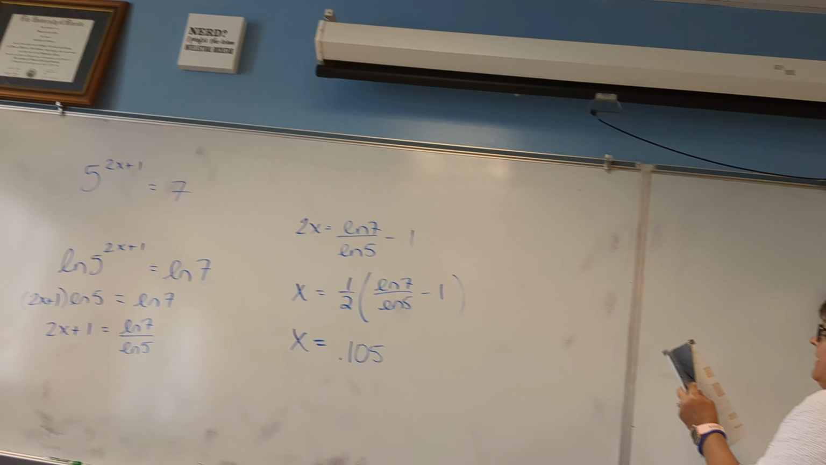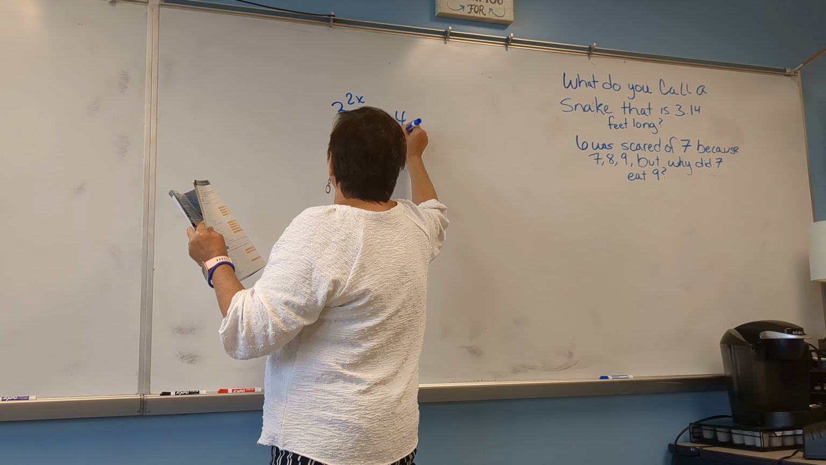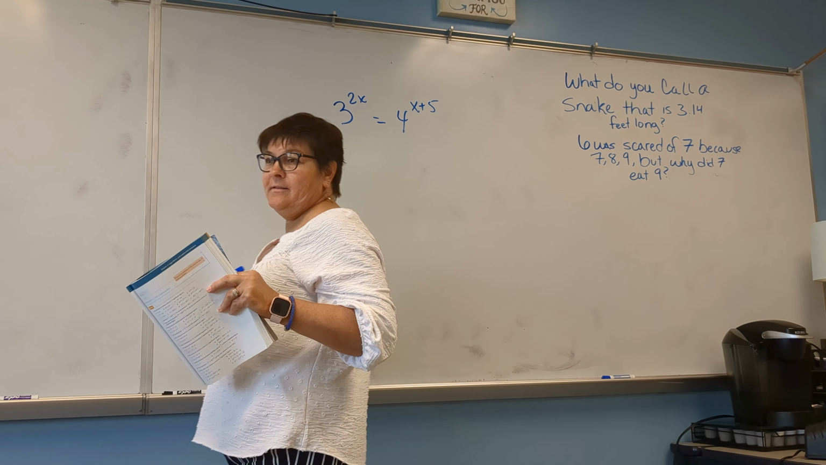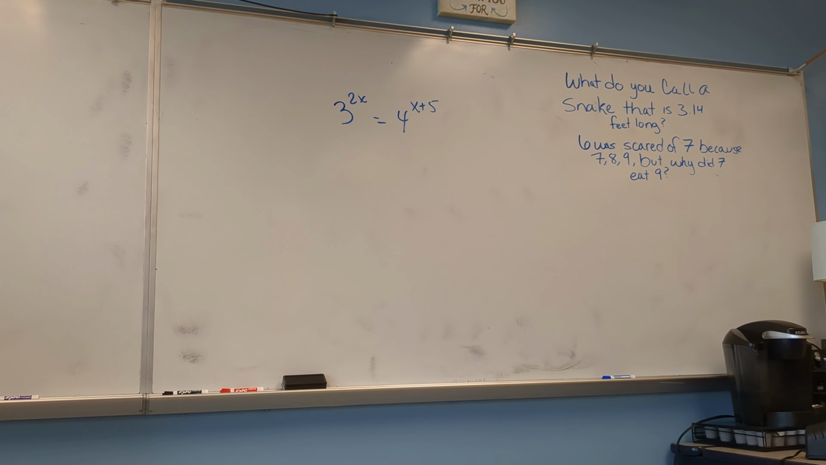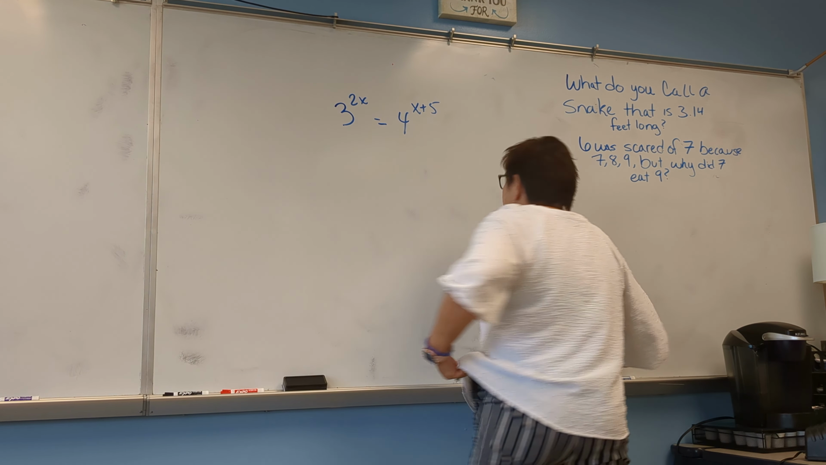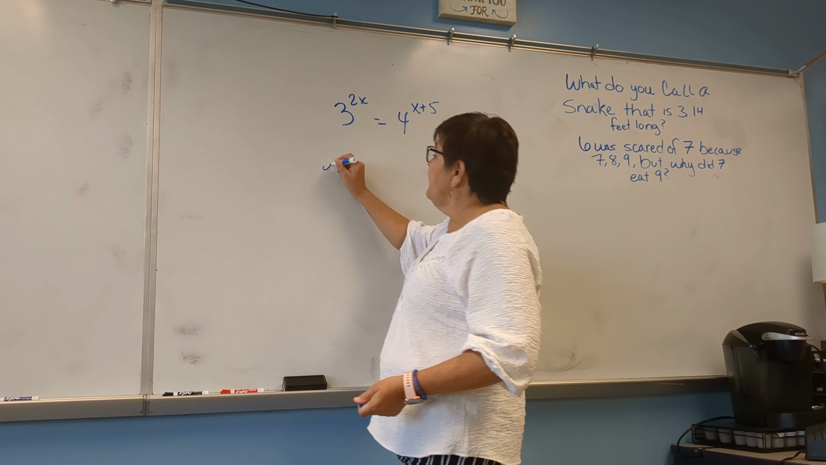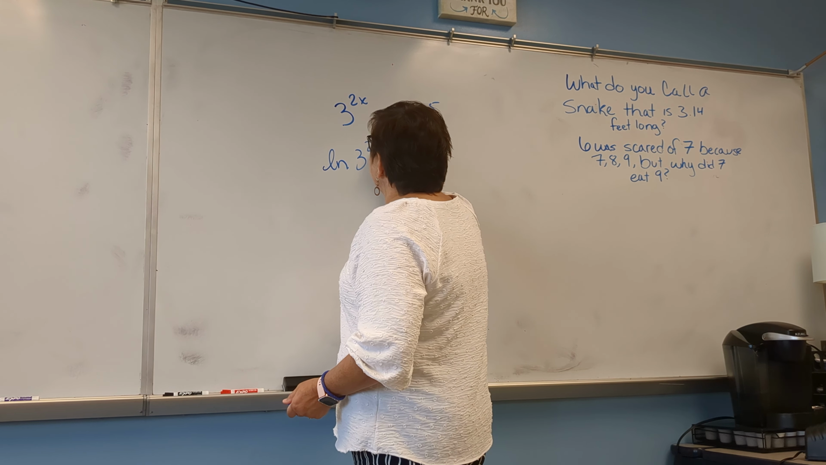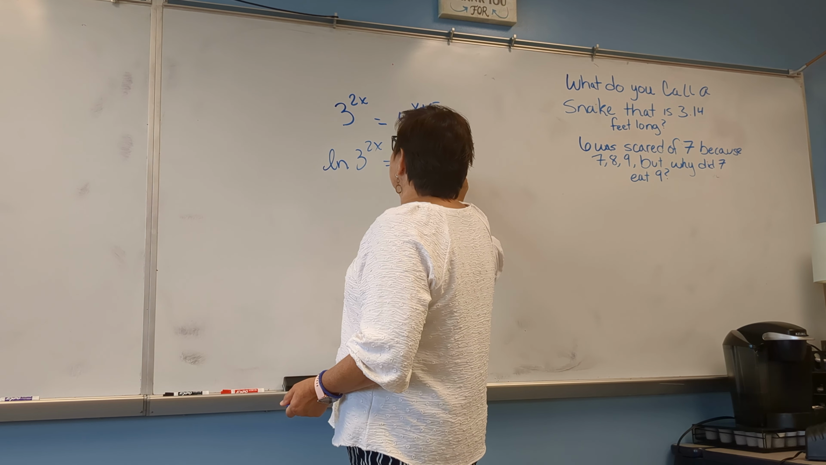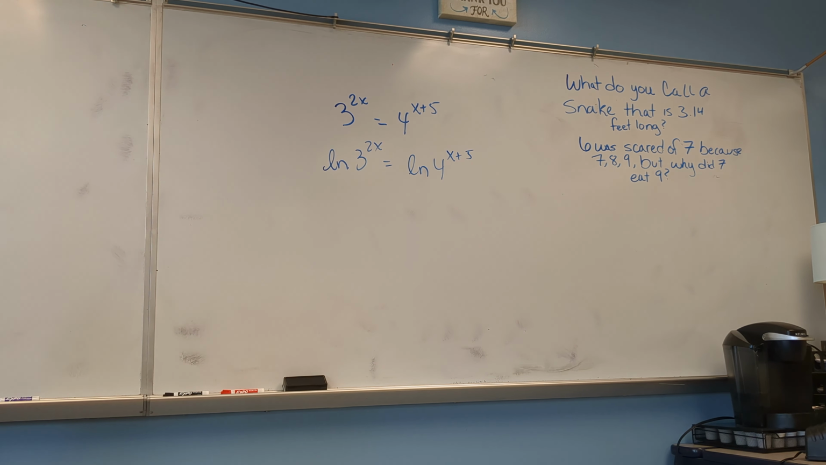Alright, 3 to the 2x equals 4 to the x plus 5. Solve for x. Have fun. What did you do to both sides? ln. ln both sides, yeah. So if I ln this side, did anybody log it by chance? Or log it? You did? Let's see how it works.